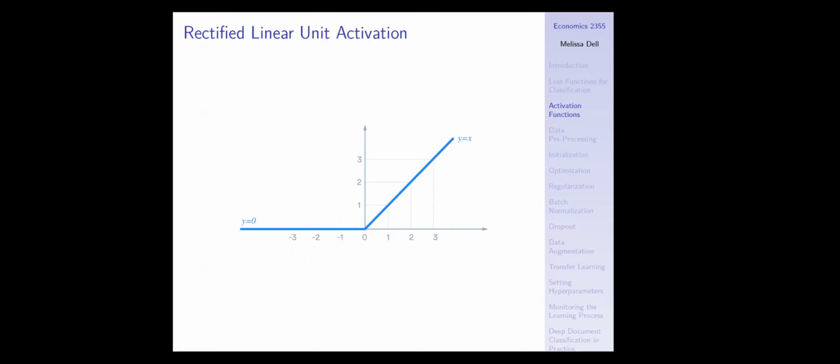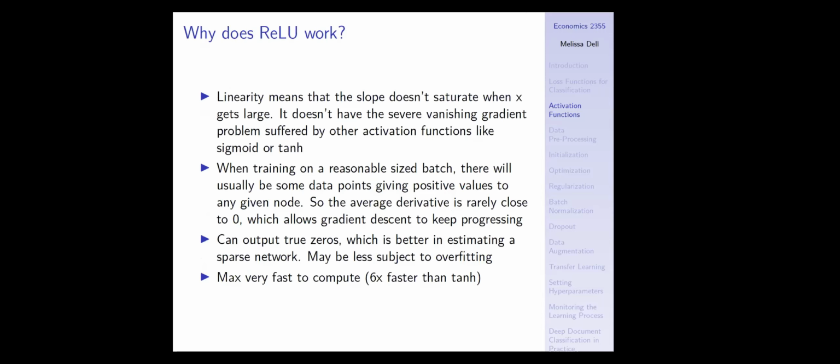For activations less than 0, it puts them to 0. And for activations greater than 0, it's just the identity function. So less than 0, it has a slope of 0. Greater than 0, it has a slope of 1. And so why does this work?